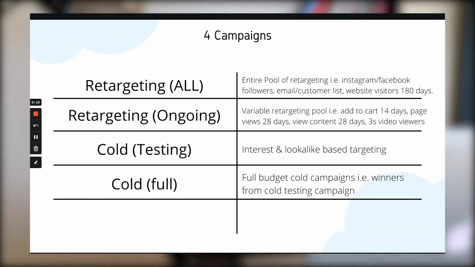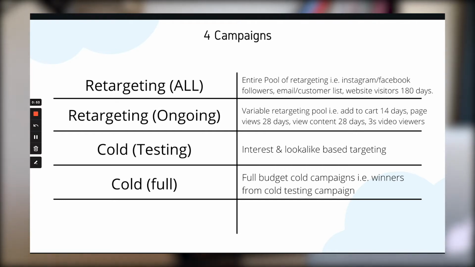It consists of 4 general campaigns that you're going to create. The first one being your entire retargeting pool. Again, that consists of everyone who has ever interacted with your brand one way or another, or at least everyone that you're able to target within Facebook. That includes everyone who has engaged with your Instagram or Facebook page, your email or customer list, as well as your website visitors for the longest period possible, which Facebook gives you, is 180 days.